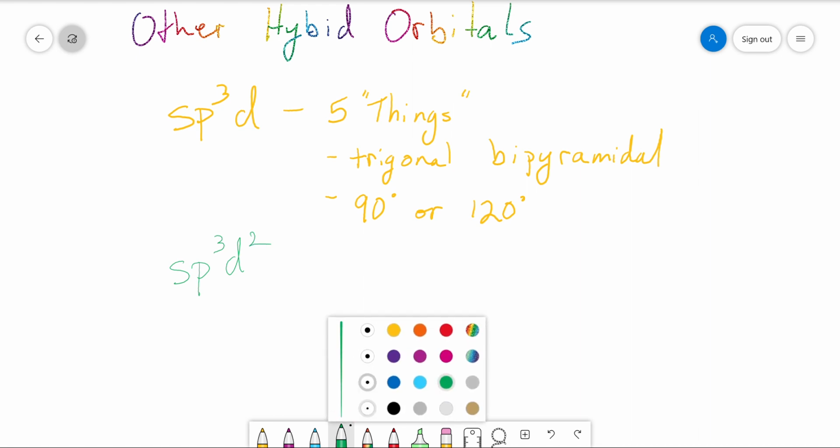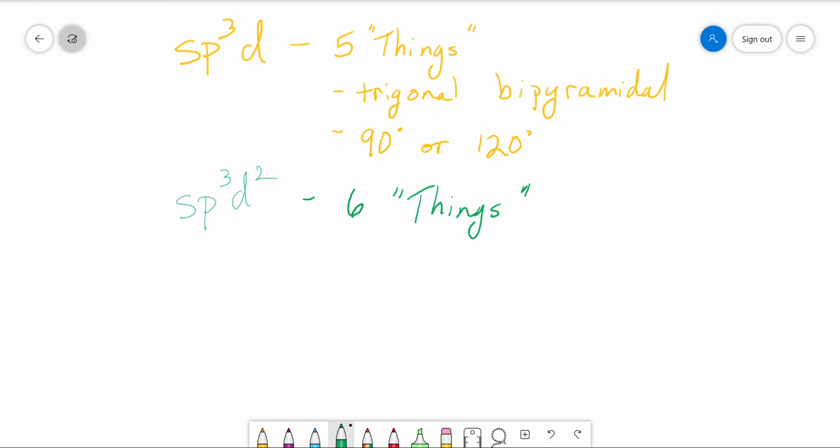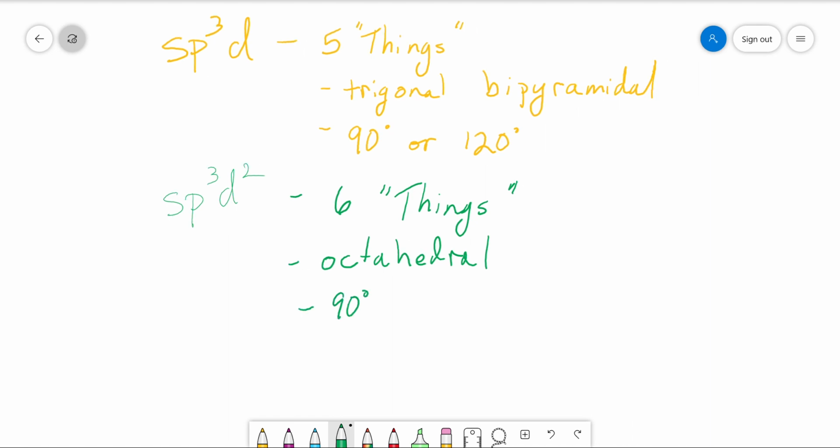Okay, and then we also have sp3d2. One s, three p's, and two d's, that gets us six things. So if you see six things around a central atom, you know that central atom is sp3d2 hybridized until you're told otherwise. And that basic shape would be octahedral, and it has a bond angle of 90 degrees.